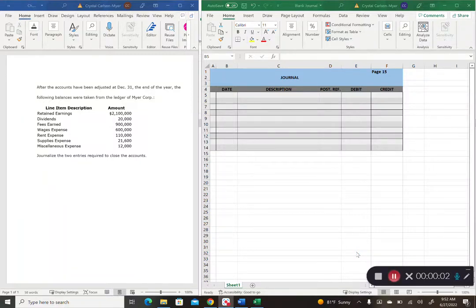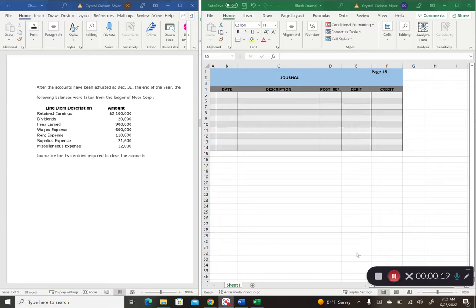Hey everyone, today I'm going to go over the types of closing journal entries that you would typically see in an introductory financial accounting course. My textbook that I'm currently using is Corporate Financial Accounting, the 16th edition by Warren, put out by Cengage.